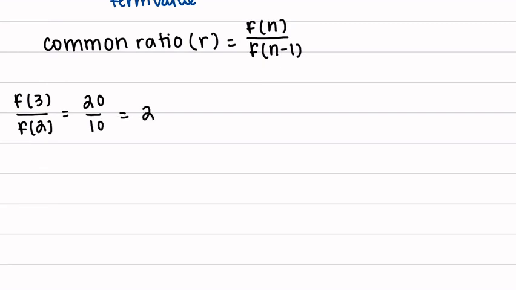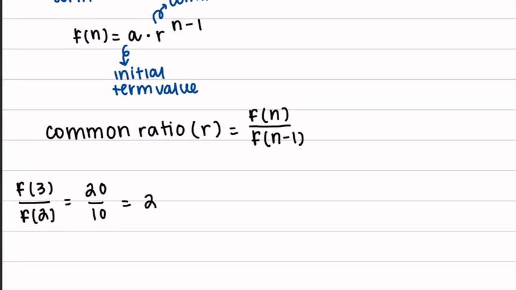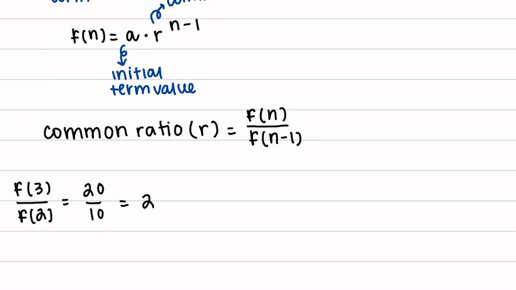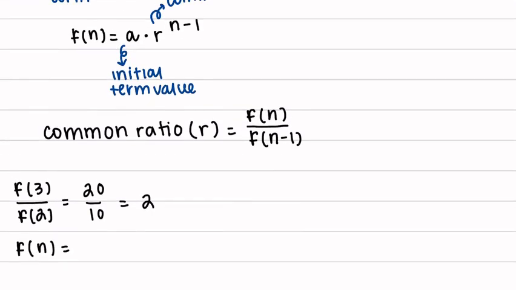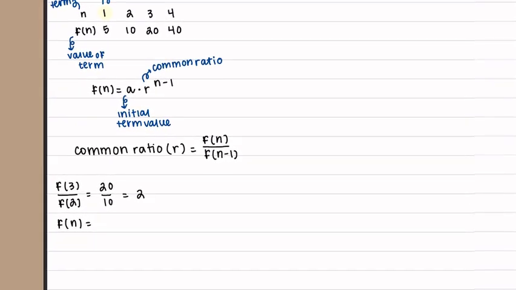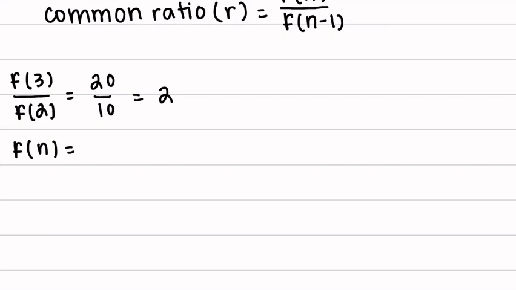We said that to get to each new term, you multiply by 2, but maybe the common ratio is not so common, and so we could use this formula here. So now it's just a matter of plugging our information into this form to find our equation. So we said f of n is equal to the initial term value. The initial term was 1, its value is 5, times the common ratio r, so 2, to the power of n minus 1.